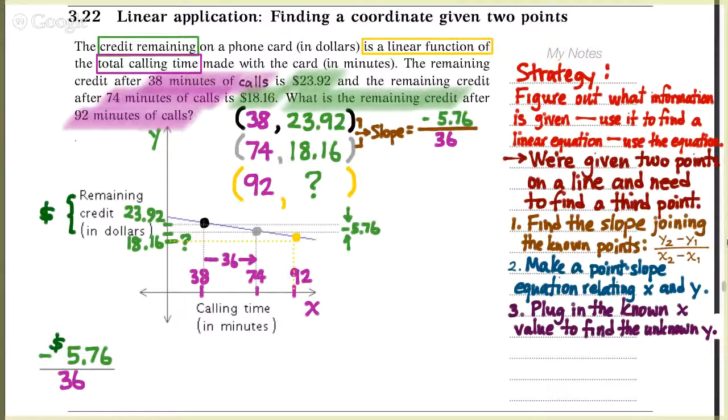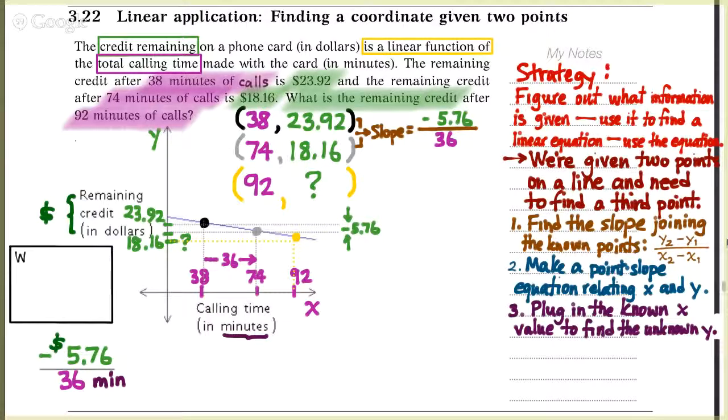So because our vertical quantity here is remaining credit, the numerator of this slope, negative $5.76, is a change in that quantity. In other words, it's a reduction in the remaining credit of $5.76. Meanwhile, the denominator, because it measures calling time in minutes and it's positive 36, that corresponds to an increase in the amount of calling time by 36 minutes.